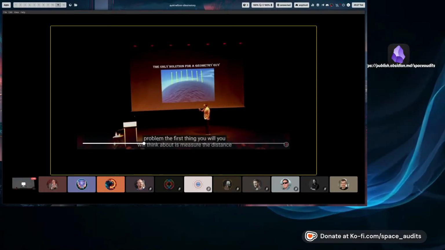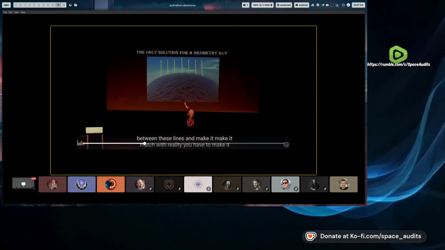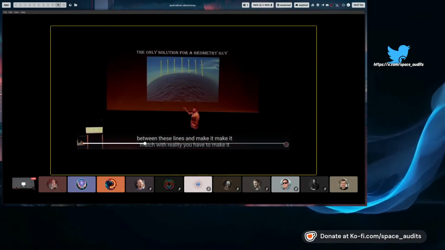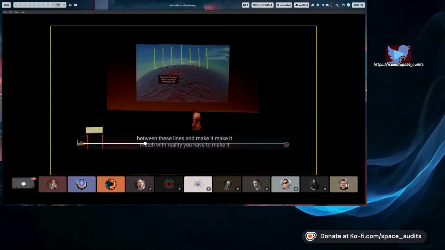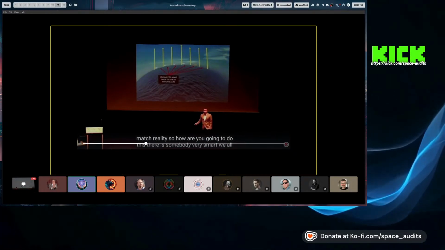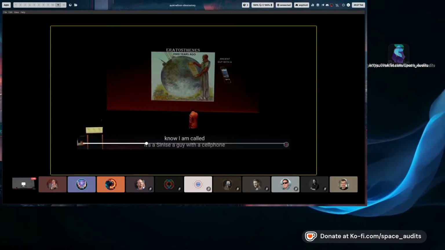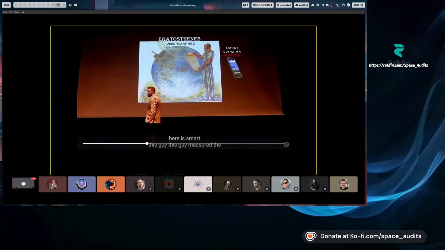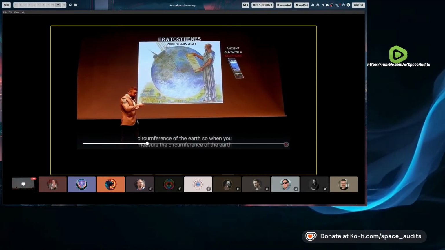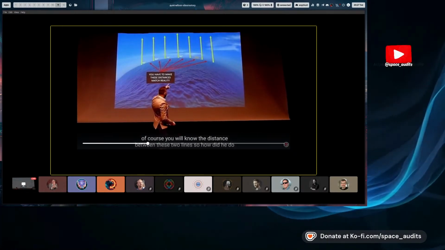The first thing you will think about is to measure the distance between these lines and make it match reality. You have to make it match reality. So how are you going to do this? Right, which you already know the distance between those two. Smart. We all know him, called Eratosthenes, a guy with a cell phone. Here he is, so smart. This guy measured the circumference of the Earth. So when you measure the circumference of the Earth, of course you will know the distance between these two lines.